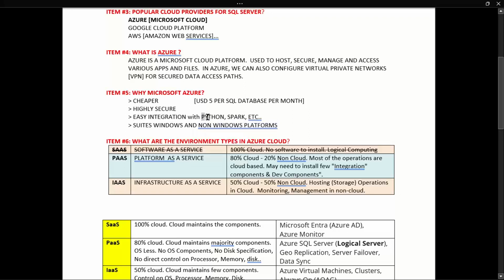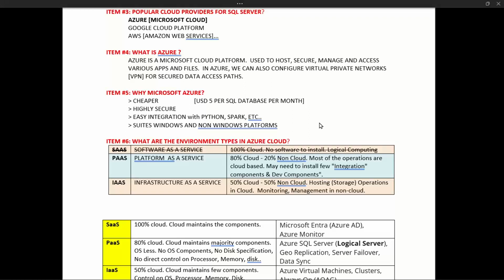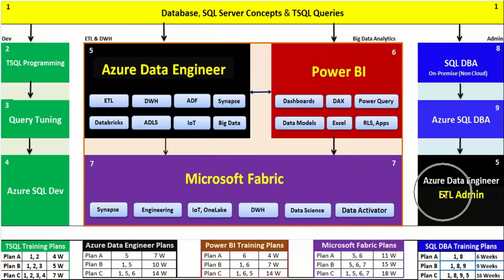But why do we need Python and Spark? Yes, Python and Spark are mainly required for the ETL administration activities. What is that? ETL admin activities. ETL: extract, transform, load. The ETL activities always need Python and Spark.